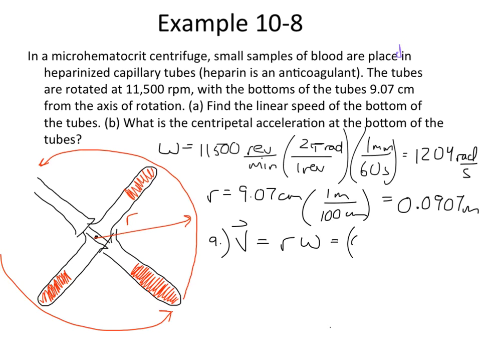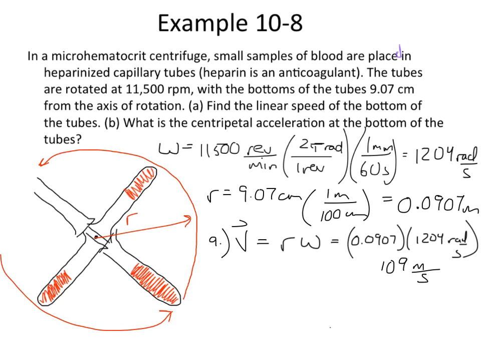So that's 0.0907 meters times 1,204 radians per second. Oh, you know, I didn't put the meters in the first one. No, that's all right. Let's punch our numbers and see what we get. I get 109. What? That's meters per second. Meters per second. Imagine that.